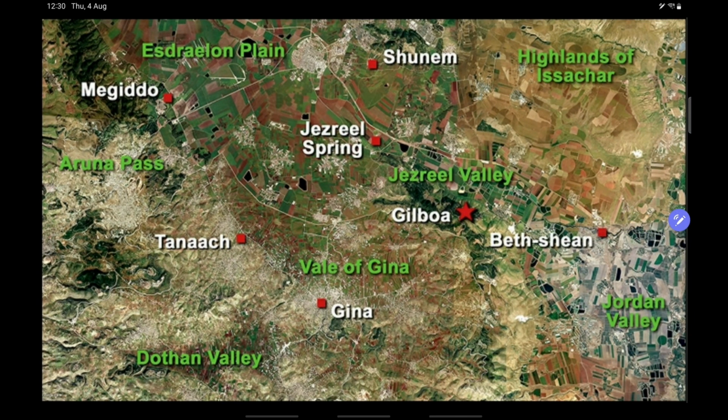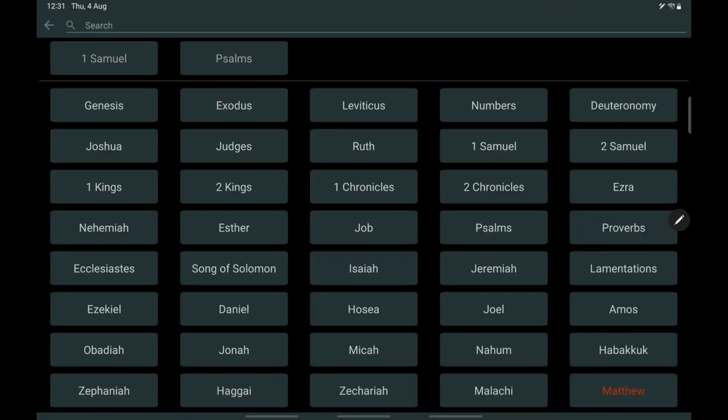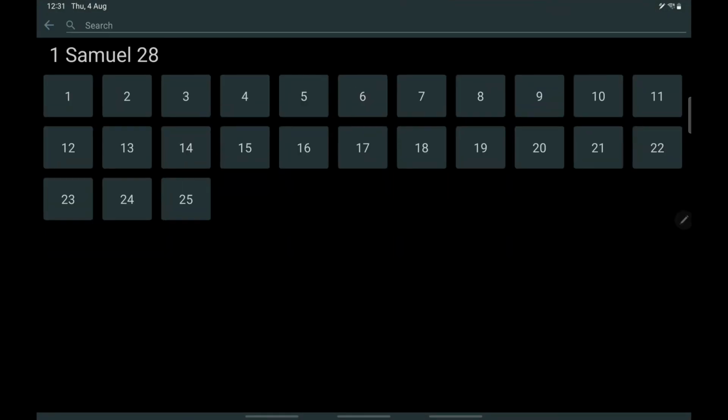What we also know is that Saul and Labaya both died in the same location, losing battles against rulers from identical cities. I'll read the full account of his death, then come back to the tablets for a comparison. I'll start in 1 Samuel chapter 28, and I'm going to read verses 1 to 4.